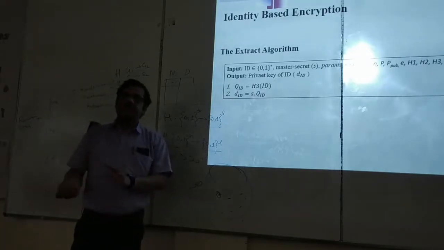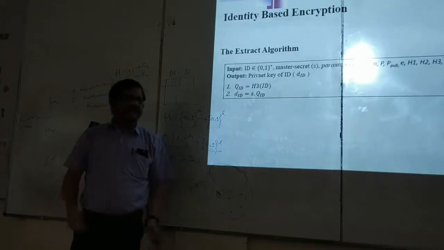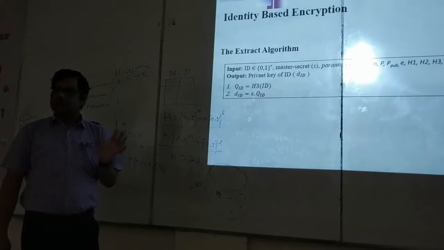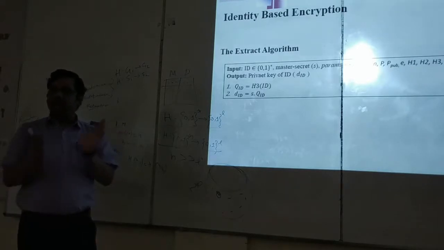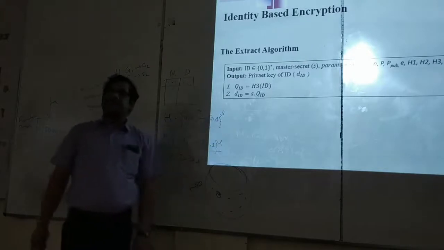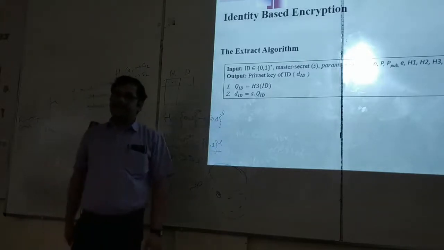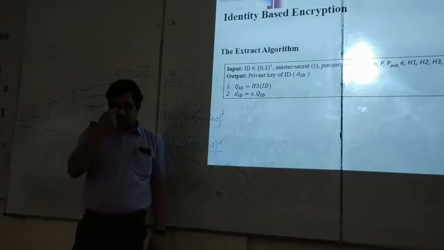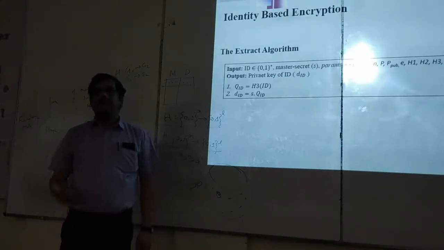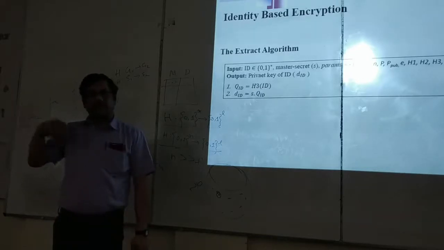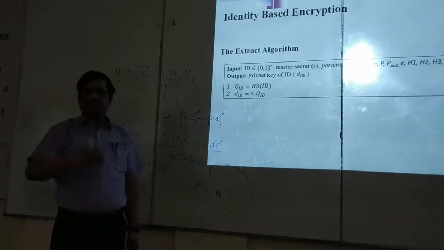In some papers they generate a scalar as the private key. In some papers they generate a point, and a point is not a scalar, you remember. A point has two dimensions, X and Y. So this d_ID is your private key. The private key extraction algorithm is very simple. In the PKG, you give me your identity, I map your identity into a point, then multiply that point with my secret. That is the private key, and I return it to you.